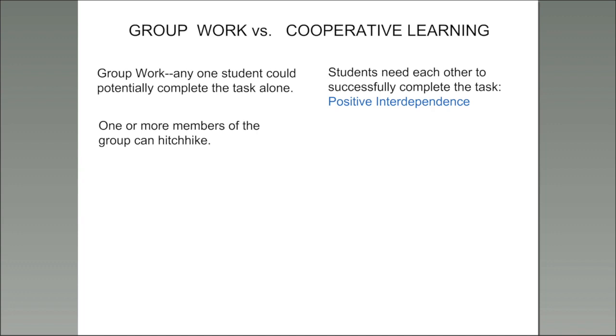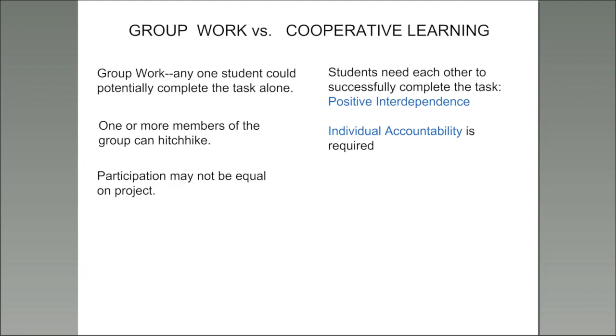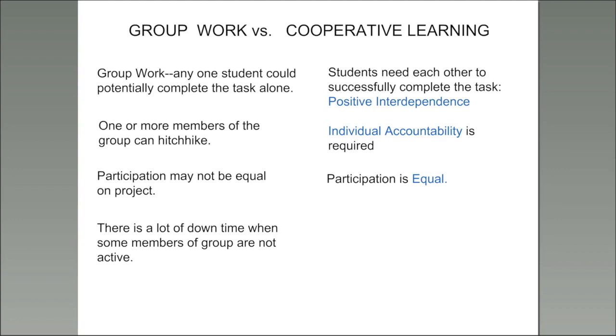Another difference is that in group work, one or more members of the group can hitchhike. They're along for the ride. They really aren't active participants. But in cooperative learning, there's individual accountability. Each member of that team or group has to participate individually and is accountable for that individual work. In groups, the participation may not be equal on the project. One student may be pinning up the pictures on the poster board while the other one is actually writing all of the content. In cooperative learning, that participation is equal. You're going to switch who's the sage and who's the scribe every other turn.